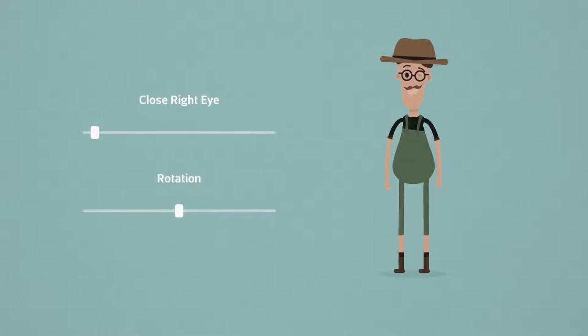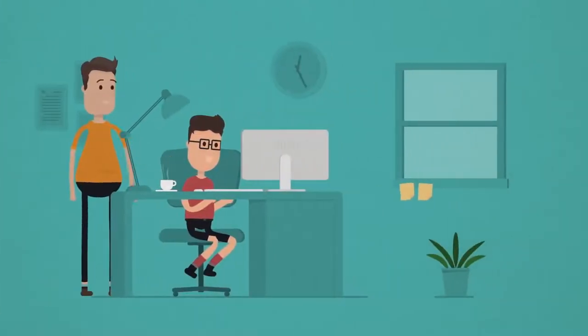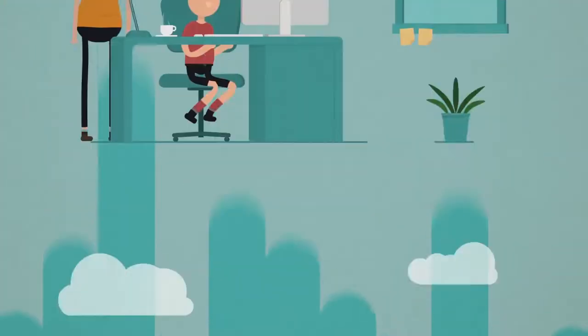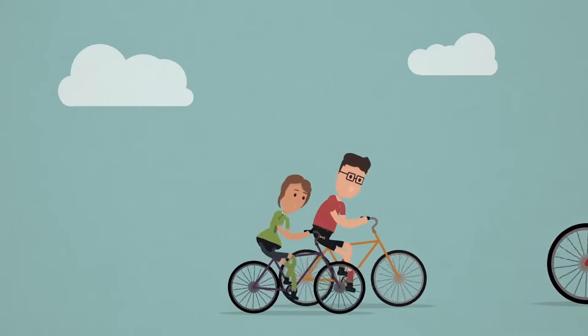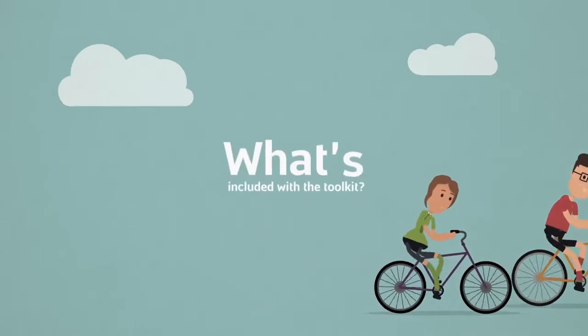He can also control facial expressions and rotation using simple sliders. It is so easy to use that even his young son is giving it a try. Finally, John can relax and enjoy his free time with his family. So, let's see what's included with the toolkit.